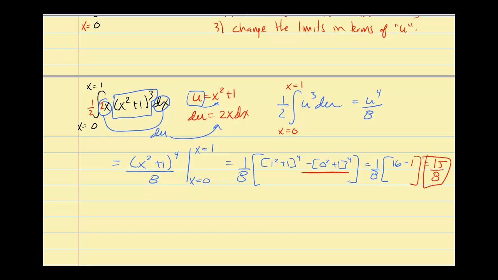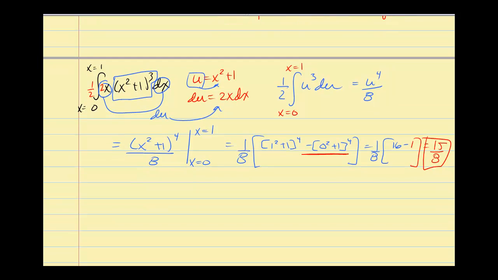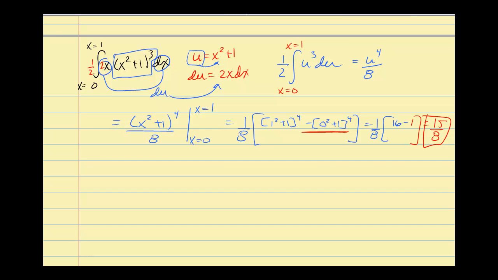15/8. Now, when I do this problem in the third option that I have up here, change the limits in terms of u, the whole entire problem starts the same. So this is the same problem done a different way, or we could do this. So this problem starts out with x equals 0 to x equals 1, x times x squared plus 1 quantity cubed dx.